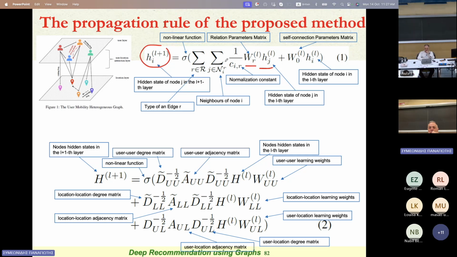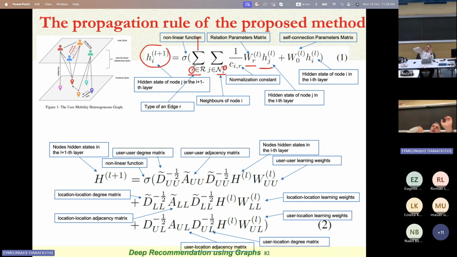You have also here the neighborhood of the target node on the type of edge R. Since we have a heterogeneous graph, we have different types of edges, and here this first big sum represents the different types of edges.